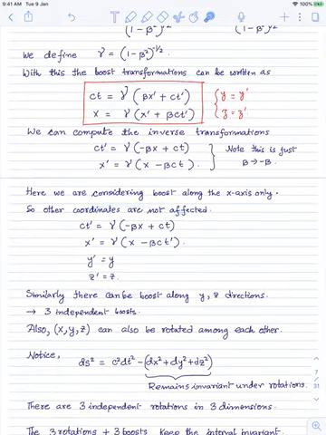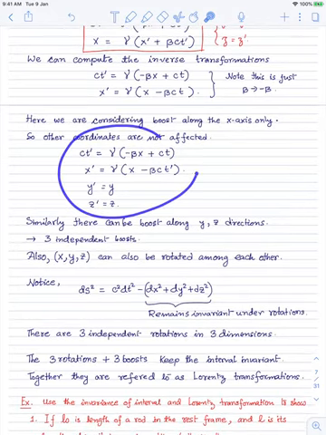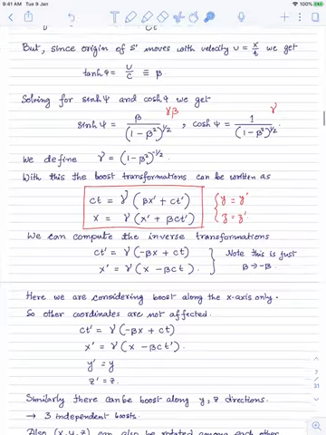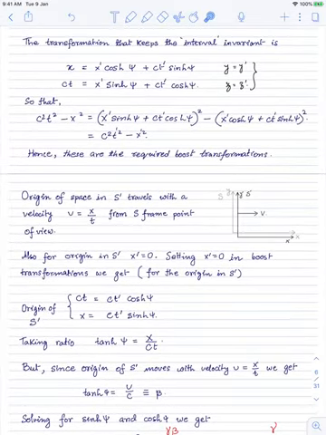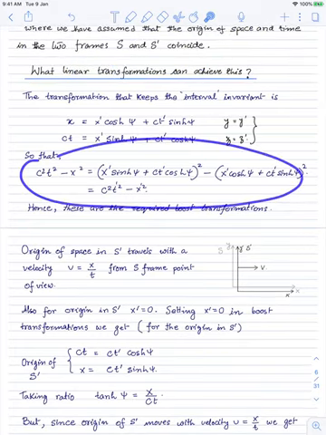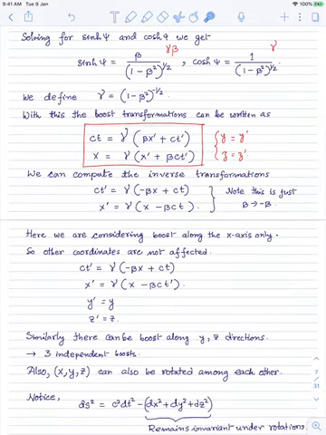I have mentioned this, and this transformation keeps this interval invariant. You can check it again algebraically. You can put this in, and you will see that it keeps this invariant. We have to check this in terms of the cosh and sinh, but you can also check it in terms of the gammas and betas. We have done this already here. Very nice.